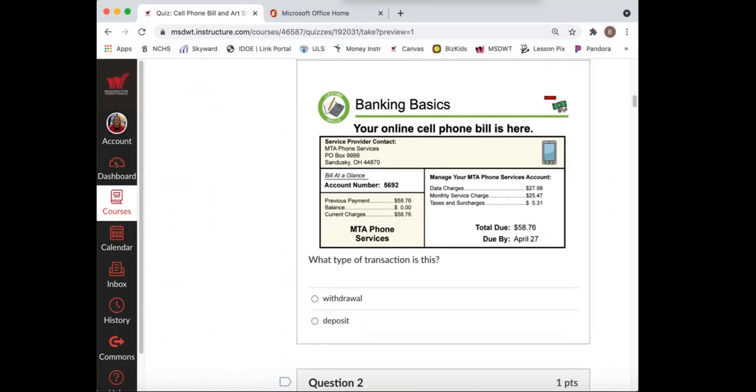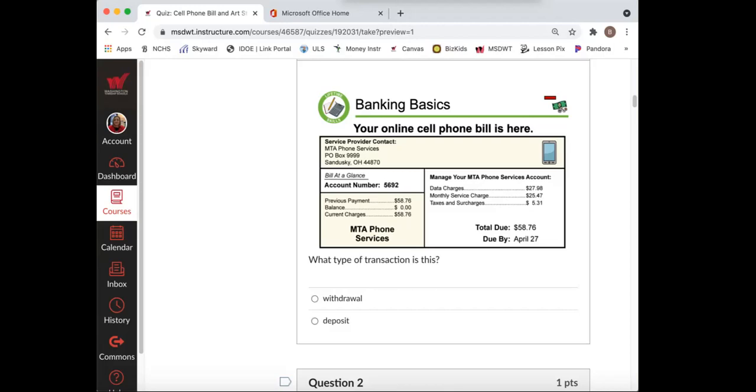MTA phone services, PO Box 9999, Sandusky, Ohio 44870. The bill at a glance, here's your account number. Here is your previous payment of $58.76, your balance and your current charges, $58.76. MTA phone service. So on the right-hand side of this bill, it says manage your MTA phone services account.